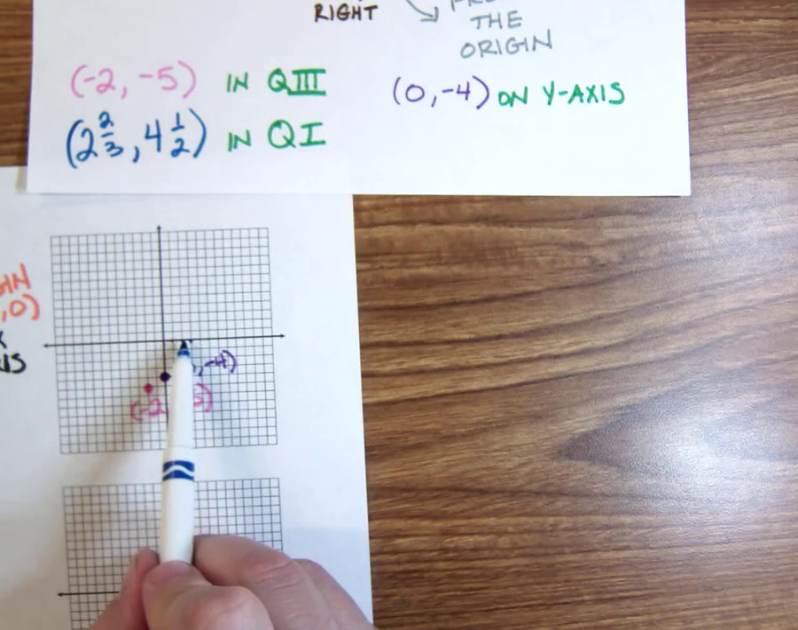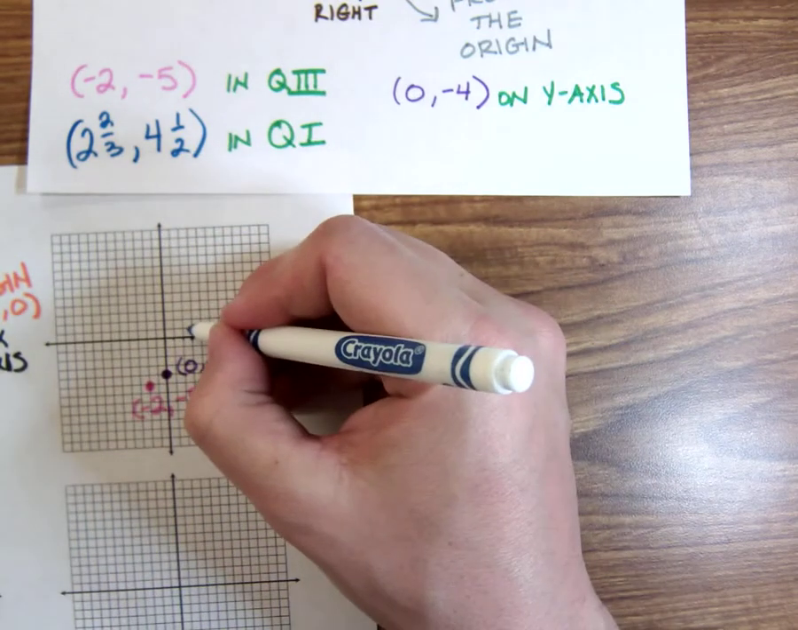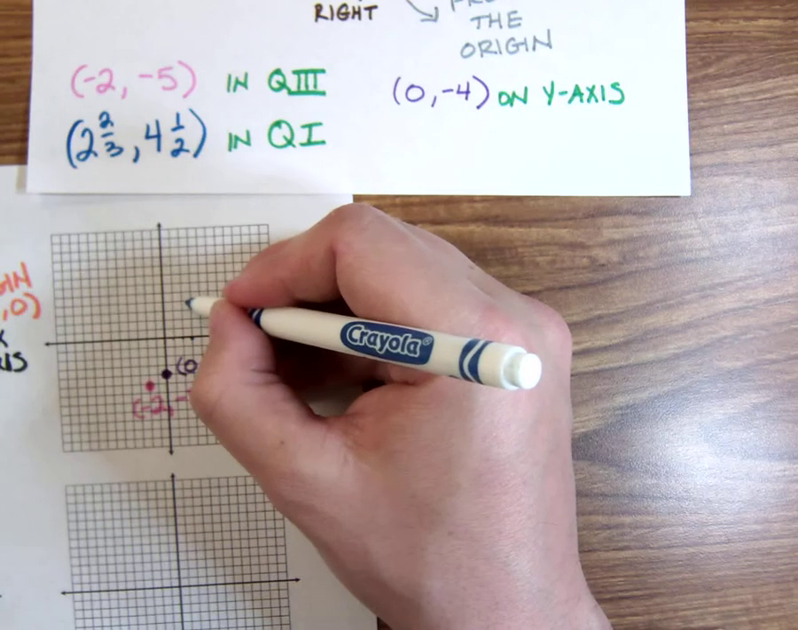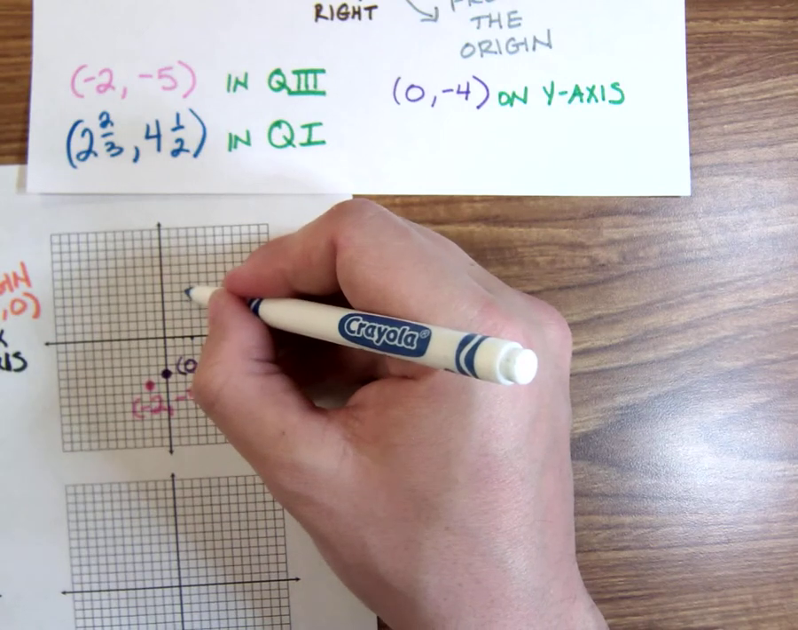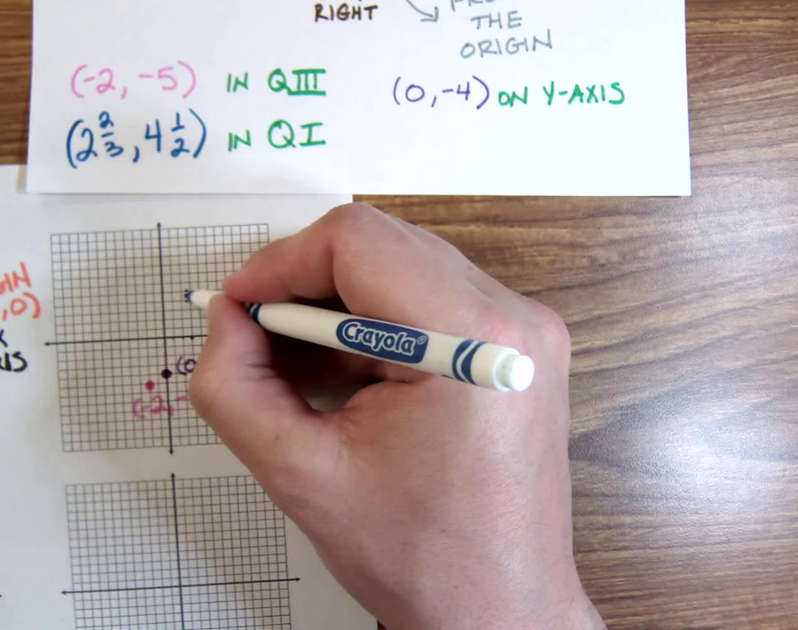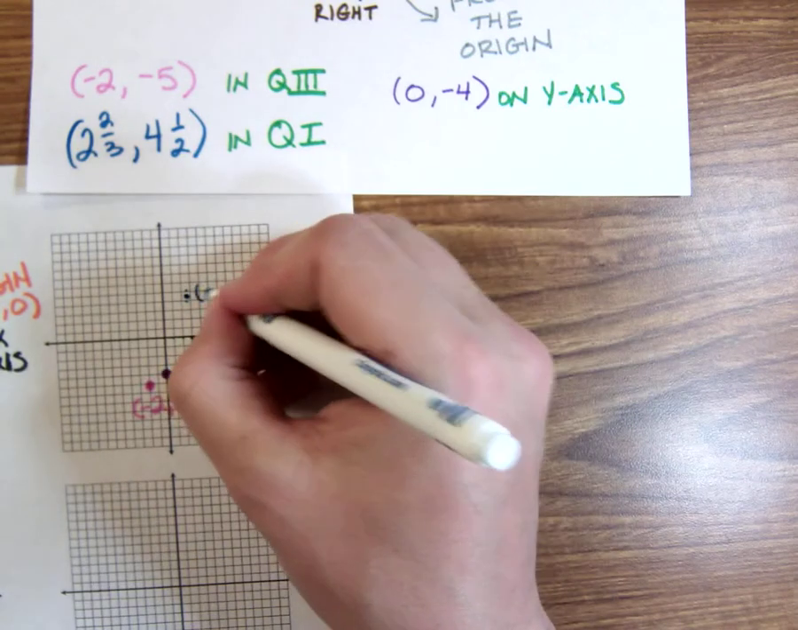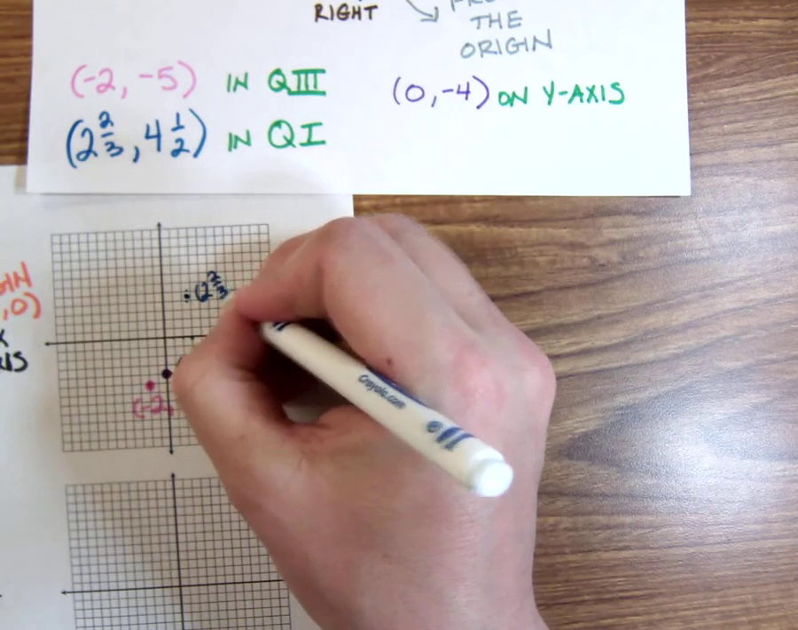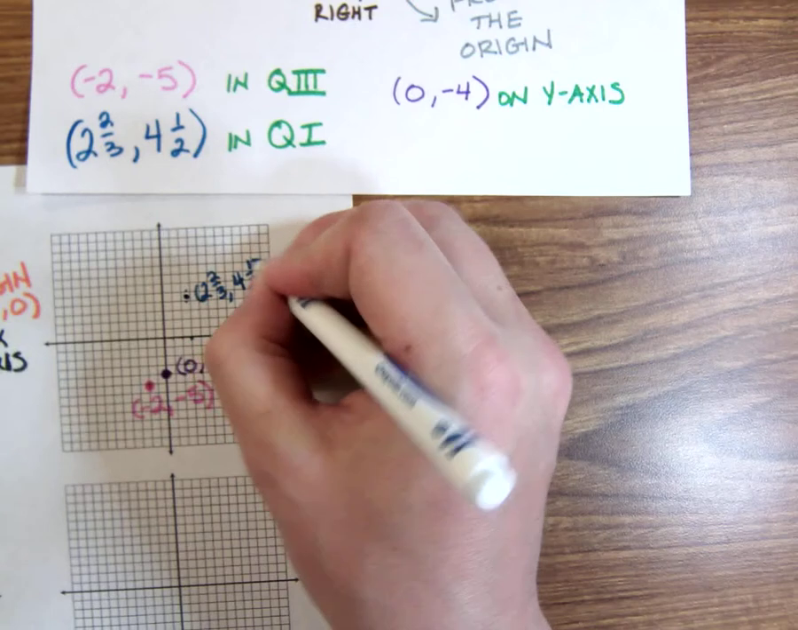And then I'm going to go up 4 1/2. So up 1, 2, 3, 4. Here's 5. So 4 1/2 should be exactly in between 4 and 5. And that point right there, I'm going to call (2 2/3, 4 1/2), which is in the first quadrant.